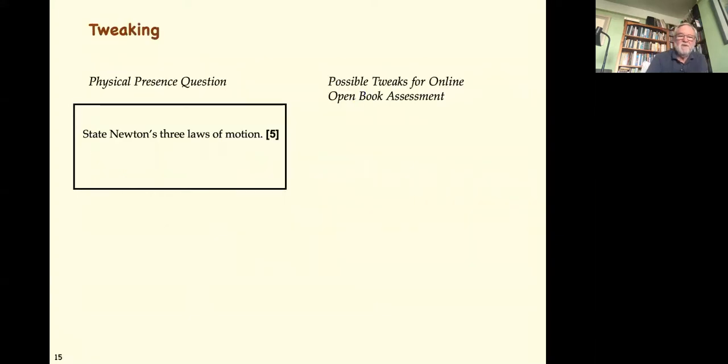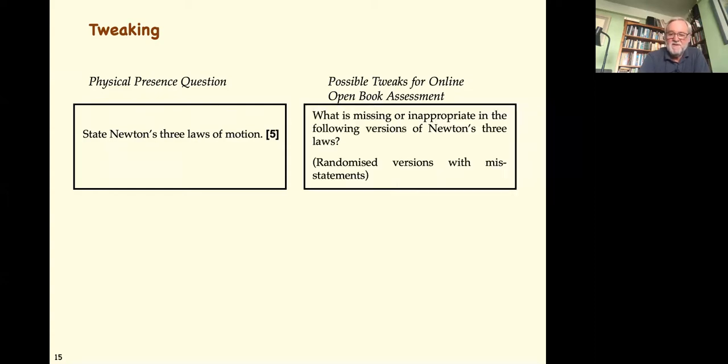And so here's an example of tweaking. I asked for some examples from examinations, and I'm going to show you two. So here, physically present, the examination question was state Newton's 3 laws of motion, and there were 5 marks for it. And so one of the tweaks that occurred to me is the following. What is missing or inappropriate in the following versions of Newton's 3 laws? And now you've provided some randomized versions with some misstatements.